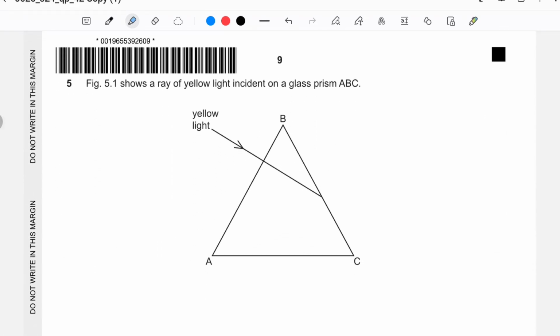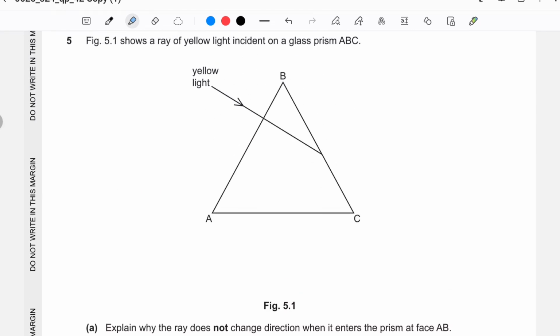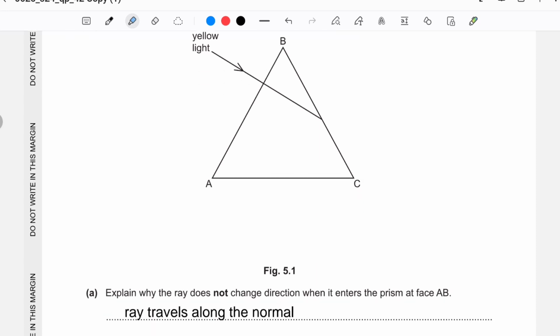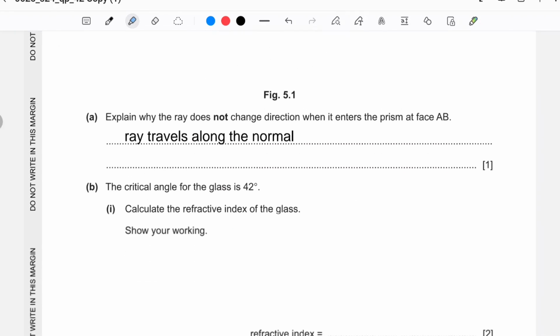Question 5. Figure 5.1 shows a ray of yellow light incident on the glass prism A, B, C. Part A. Explain why the ray of light does not change in direction when it enters the prism. So you can see the yellow light entering the prism, and the ray travels along a normal. The angle of incidence is 0, therefore the ray does not change in direction.